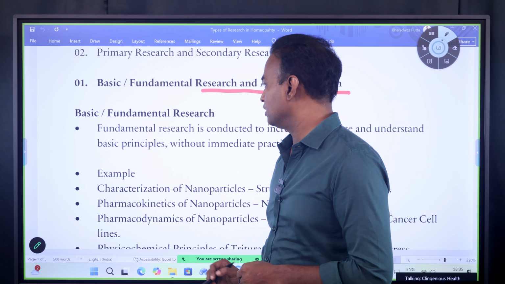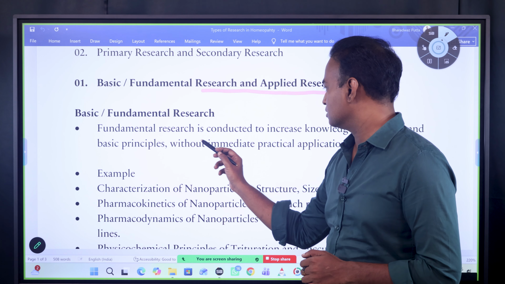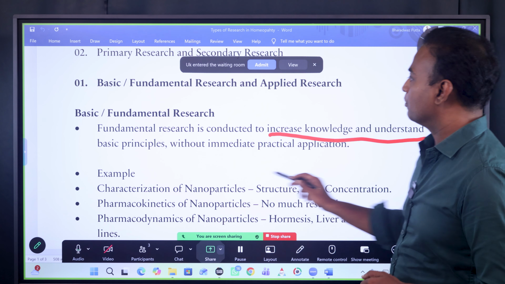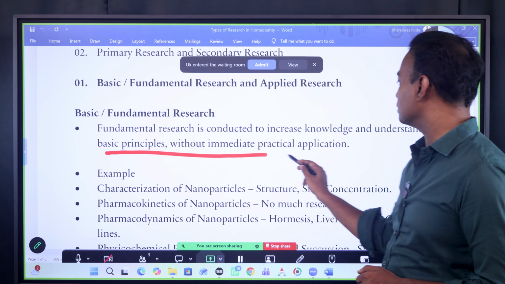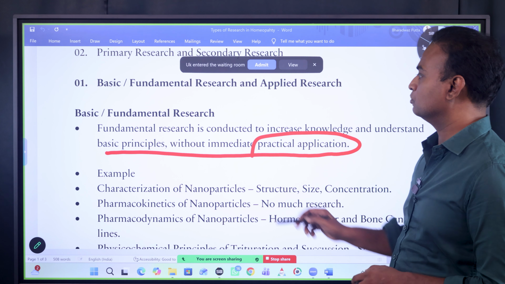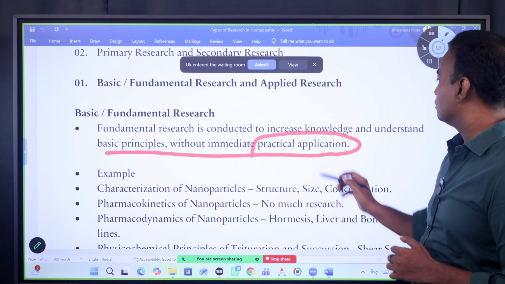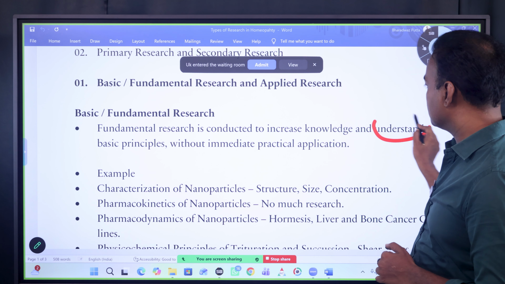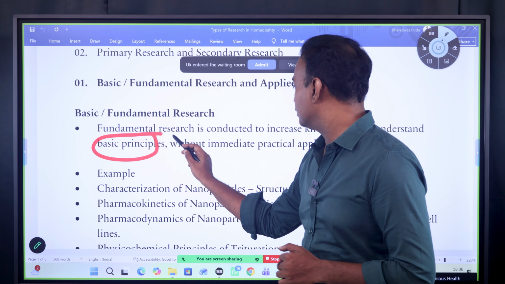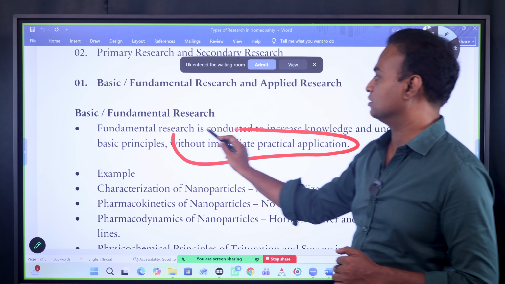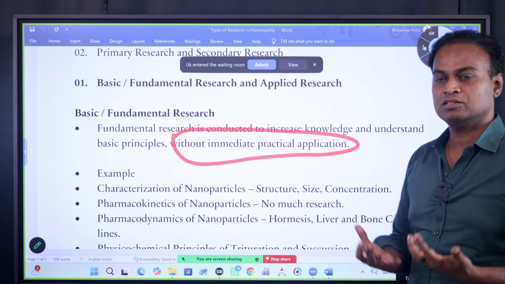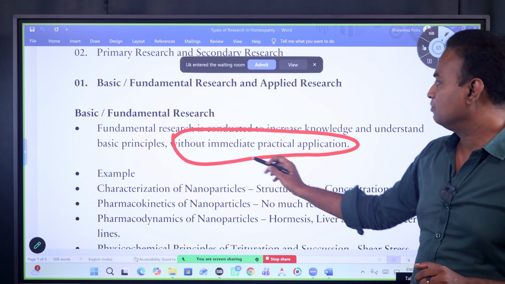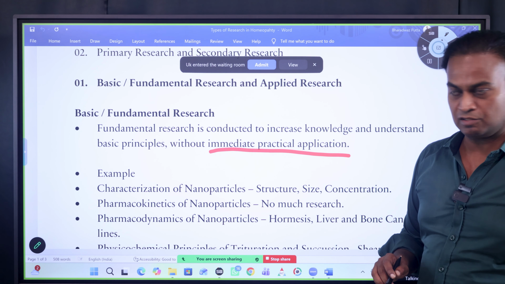Coming to basic or fundamental research, what is it? Fundamental research is conducted to increase the knowledge and understanding about the basic principles without immediate practical application. So this is fundamental research, meaning to increase the knowledge, to understand basic principles without immediate practical application. It is like building general knowledge about a particular disease or about homeopathy. This will not have any immediate practical application as of now.